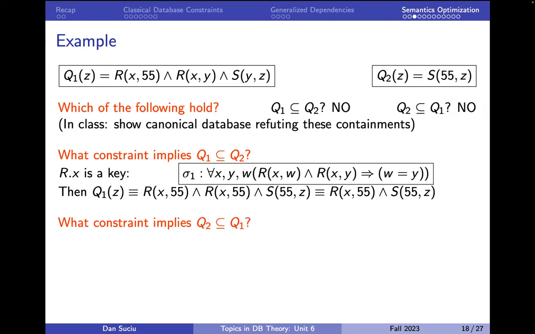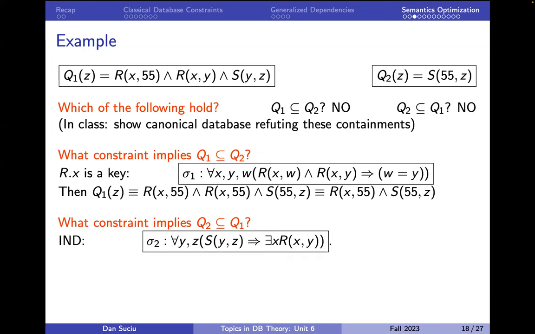And now the symmetrical question, when is Q2 contained in Q1? Who wants to volunteer? If I have such a tuple, then obviously R cannot be empty, right? There must be stuff in R. So it suffices if my Y is in R. That's all I need. If my Y is in R, then these two atoms can be mapped to that Y, and I'm done. So it's just an inclusion dependency.